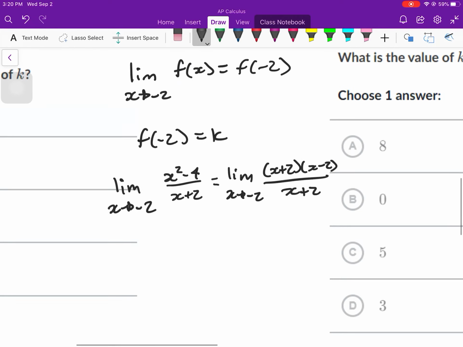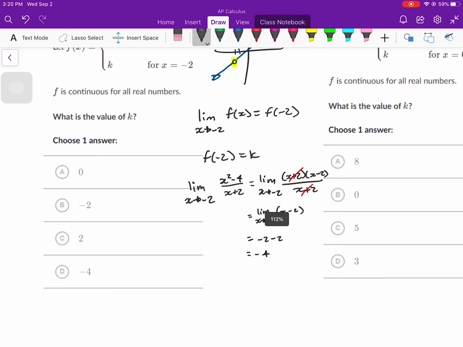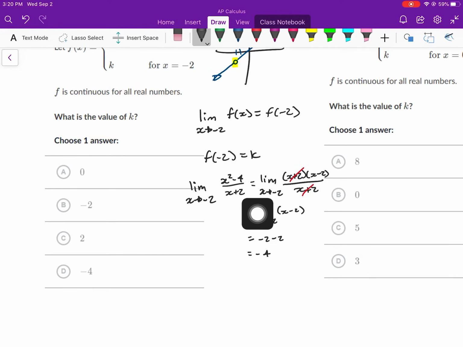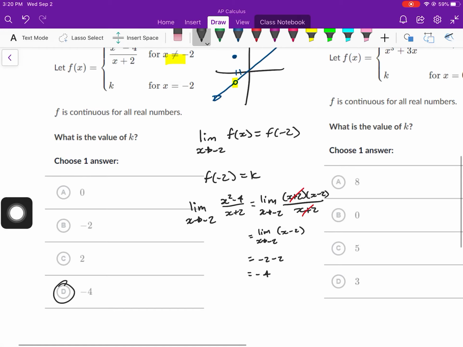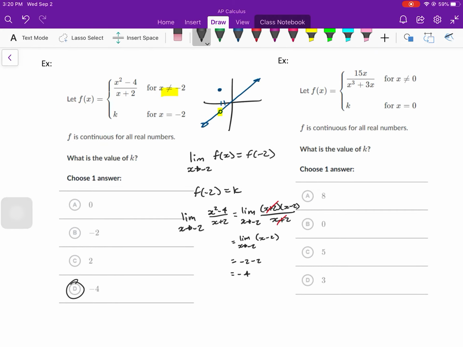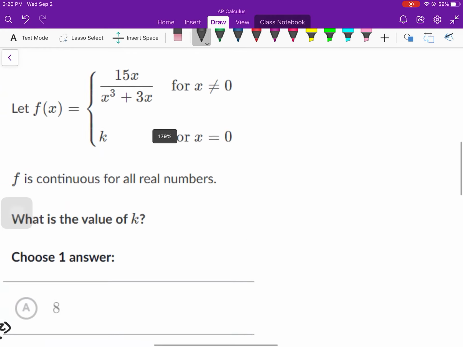So I need to factor the top, and I'm going to cancel. Substitute the value in. And I get that the limit is -4. So that means that the function will also need to equal -4. In order for this point to be here, this point has to be -4. So that's the idea there. That's all you're going to be doing.